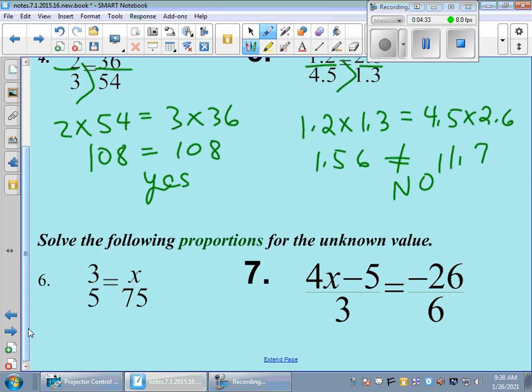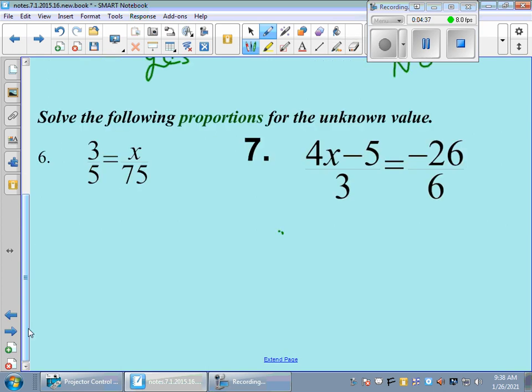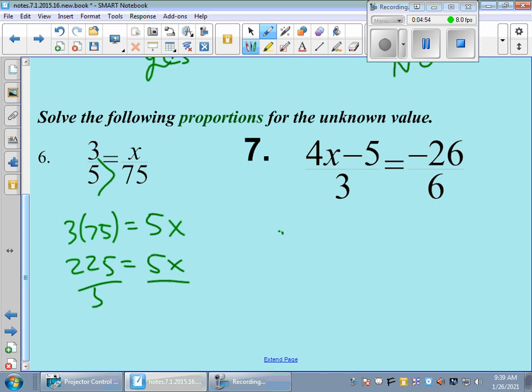Next one, we're using the same idea here. Now in this case, we are solving. This was an important concept that we want to make sure we know how to do. So we want 3 times 75 equals 5 times x. Now we're basically just solving an algebra equation. So this is 225 equals 5x. You divide by 5, and we get a final answer of x equaling 45. Let's circle that, make sure we're good to go.